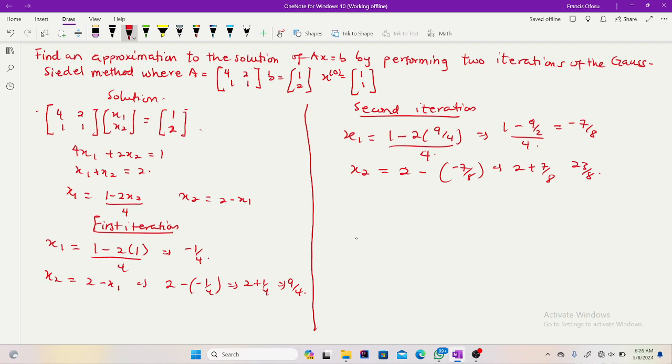Therefore, the solutions we have for our first iteration and second iteration: for x1, the first is negative 1 over 4, and the second is negative 7 over 8. Then for x2, the first iteration gives 9 over 4, and the second gives 23 over 8.